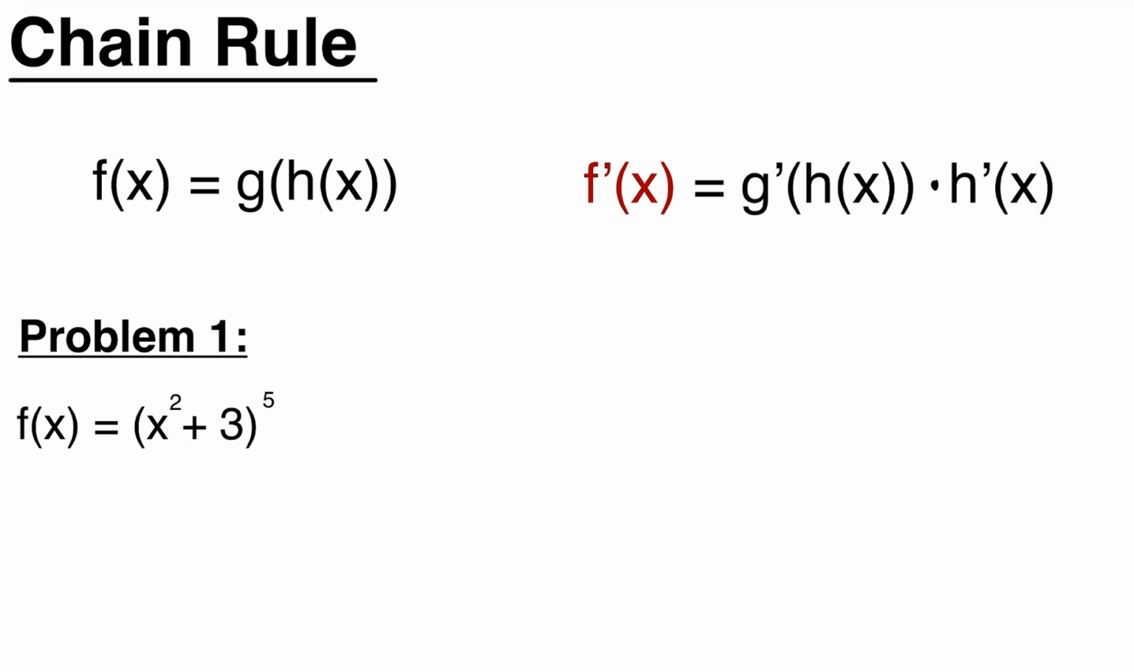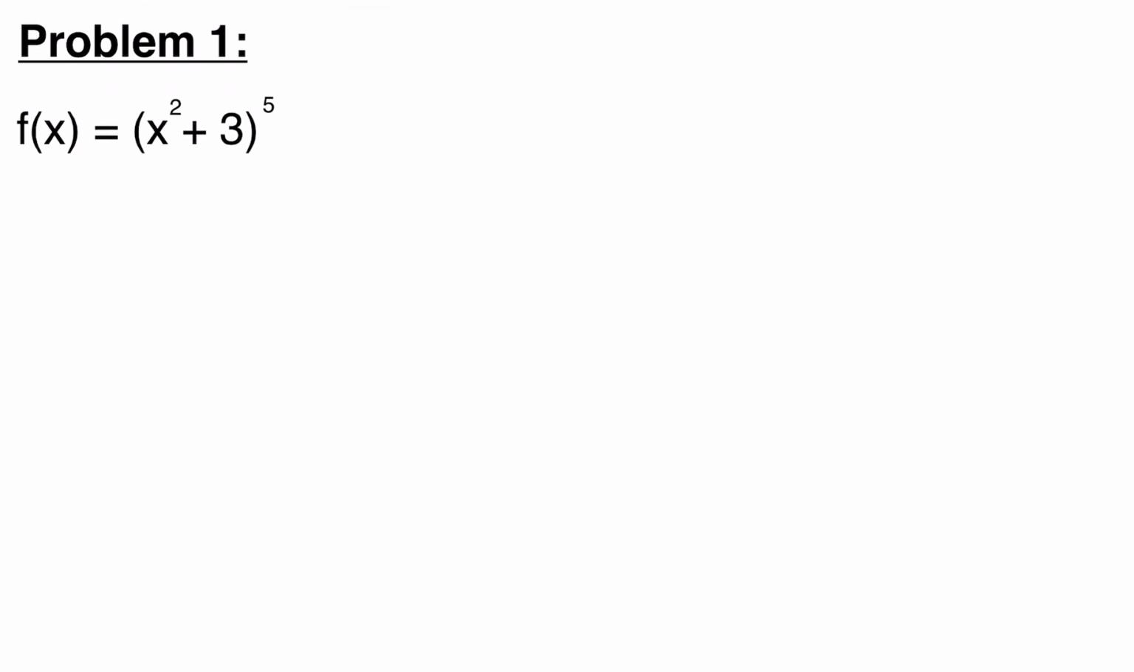Now with that in mind, let's try the first one of 4 examples we have for today. So problem 1 says that f of x is equal to x squared plus 3 to the power of 5. The function on the inside is the x squared plus 3, and the function on the outside is to the power of 5. So using the chain rule, first we need to bring the 5 out in front. So f prime of x, or the derivative of this function, is going to be equal to 5 times the inside left alone.